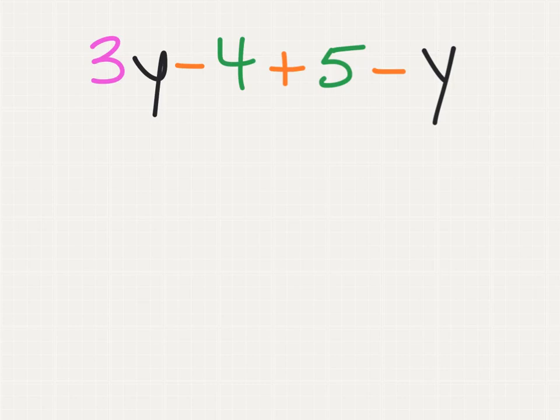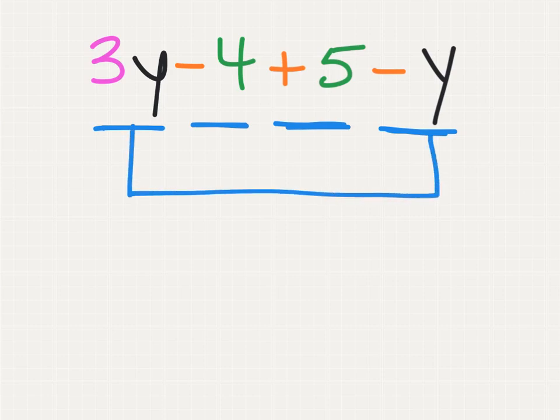Let's do one last example. 3y minus 4 plus 5 minus y is an algebraic expression. We know this because it has a variable, y. It also has at least one operator. In this case, I have subtraction and addition. I notice that 3y, negative 4, positive 5, and negative y are all terms.